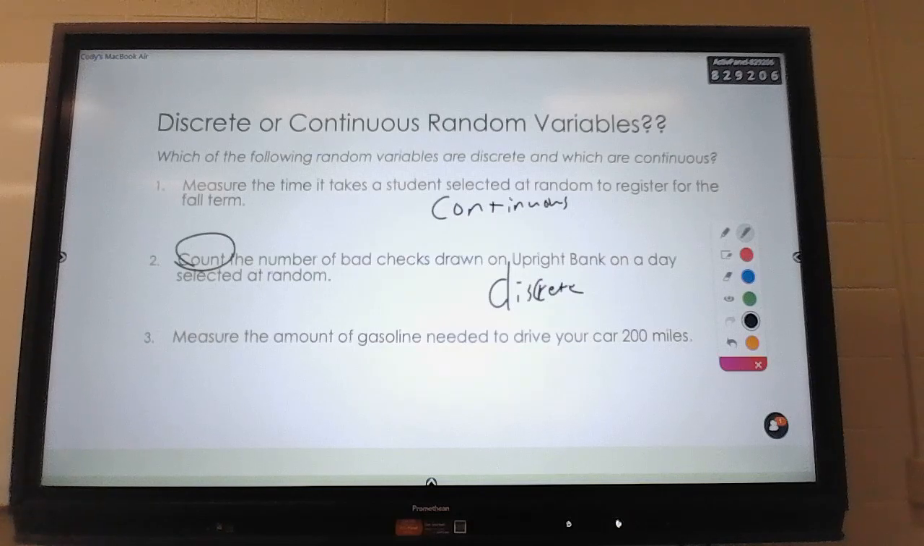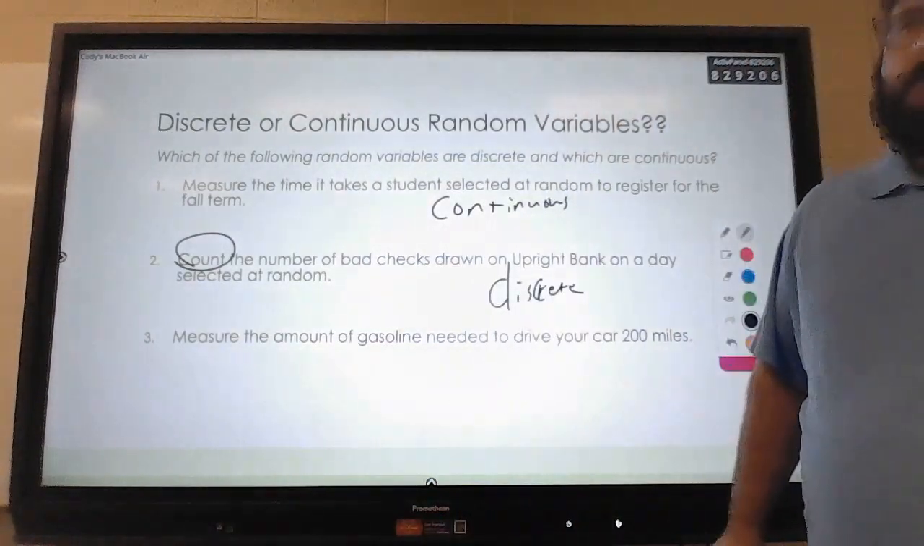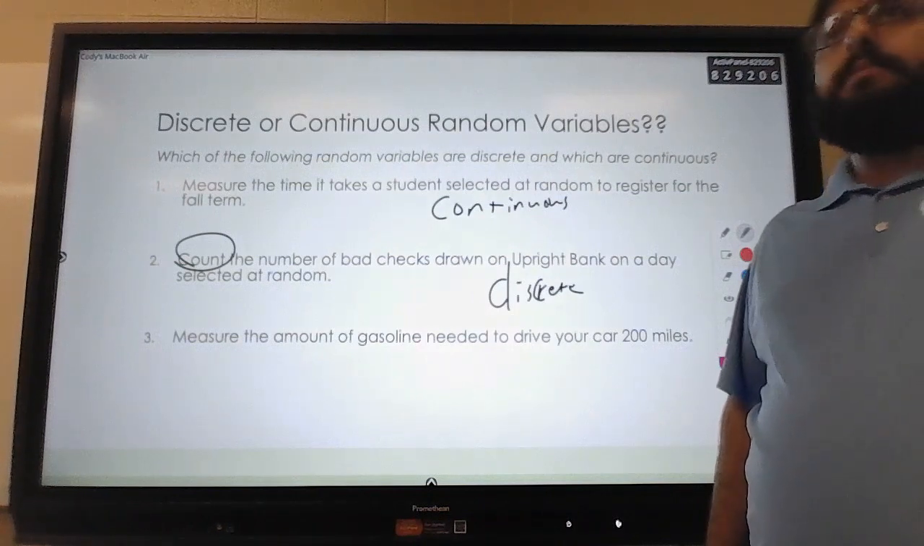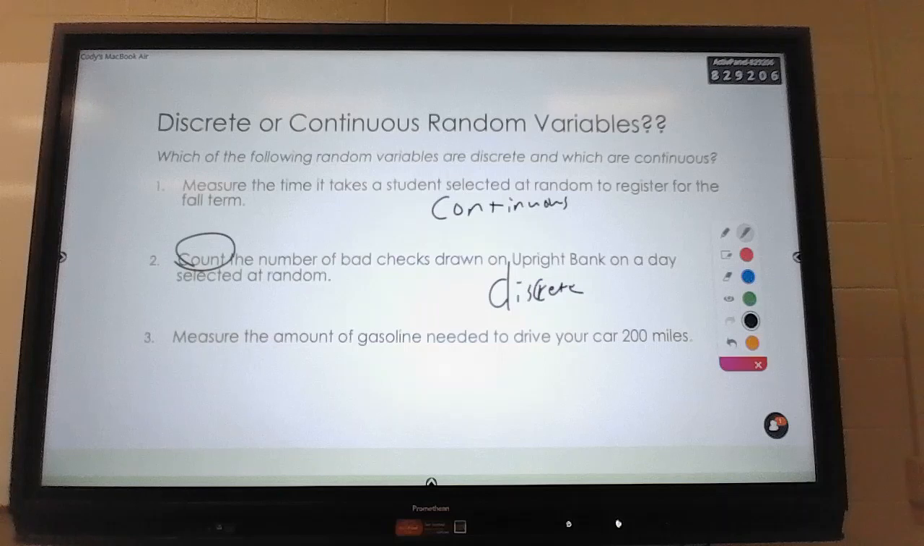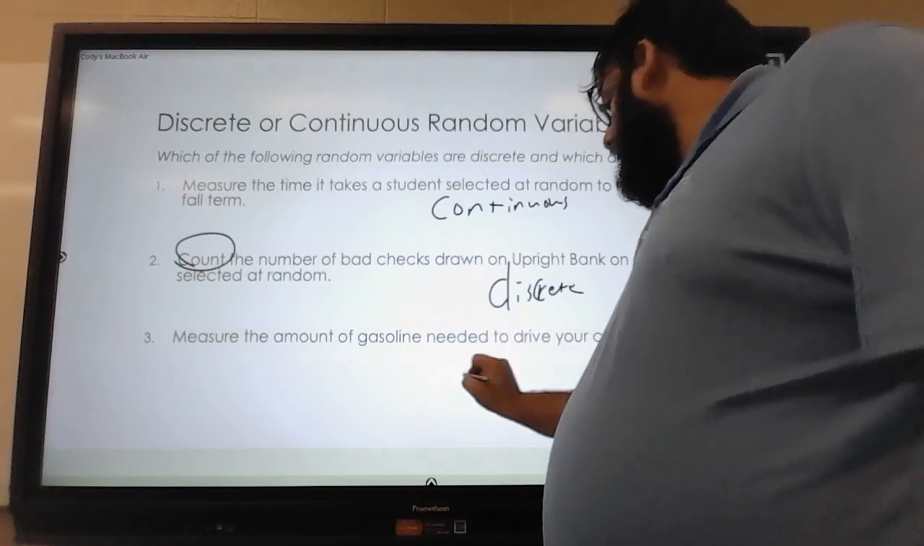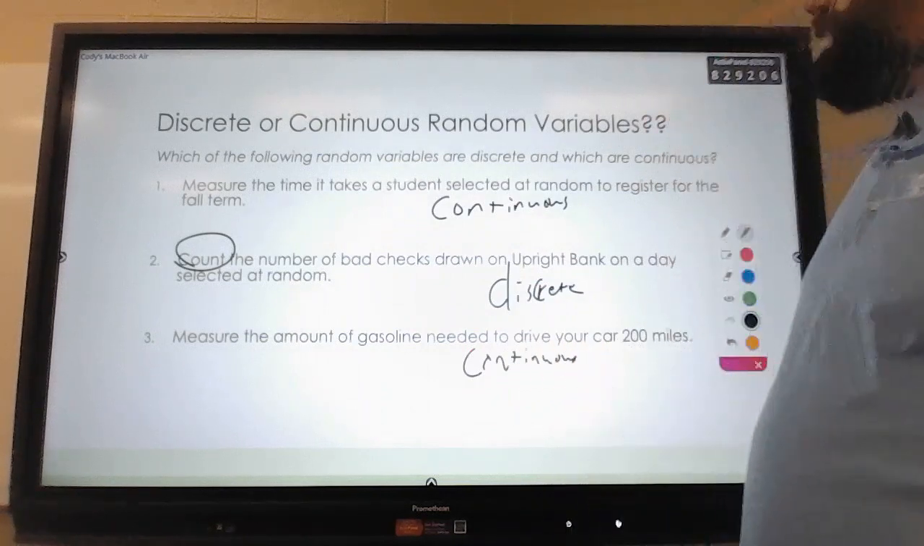Measure the amount of gasoline needed to drive your car 200 miles. Well, we're measuring volume. Volume can take on any value. It can take on a whole number value. It can also take on a decimal value. Just pay attention next time you fill up your car with gas. Look at the gas meter underneath the money amount that you're paying for your gas. It's literally in decimal form. This is a continuous variable.